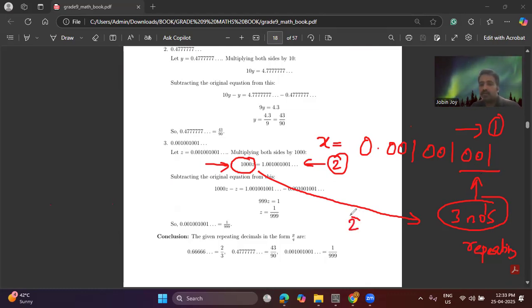Then you have to find equation 2 minus equation 1. You will get the answer 1 by 999. This is in the form of p by q, a rational number. Very simple.